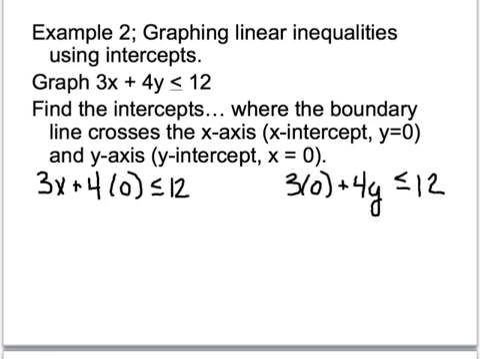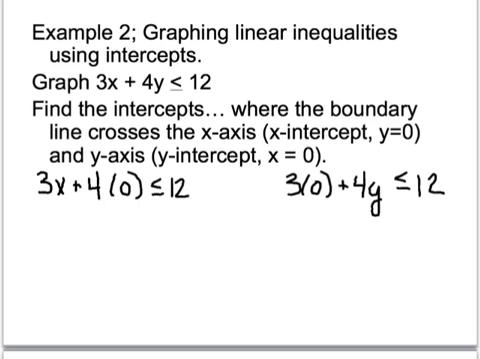Graphing linear inequalities using intercepts. We didn't do this with equalities. We're going to do it with inequalities, though. We need to graph the line 3x plus 4y less than or equal to 12. Up to this point, you've been taught to change that into slope-intercept form, graph the y-intercept, and then use the slope to find another point. We're going to try this a different way.